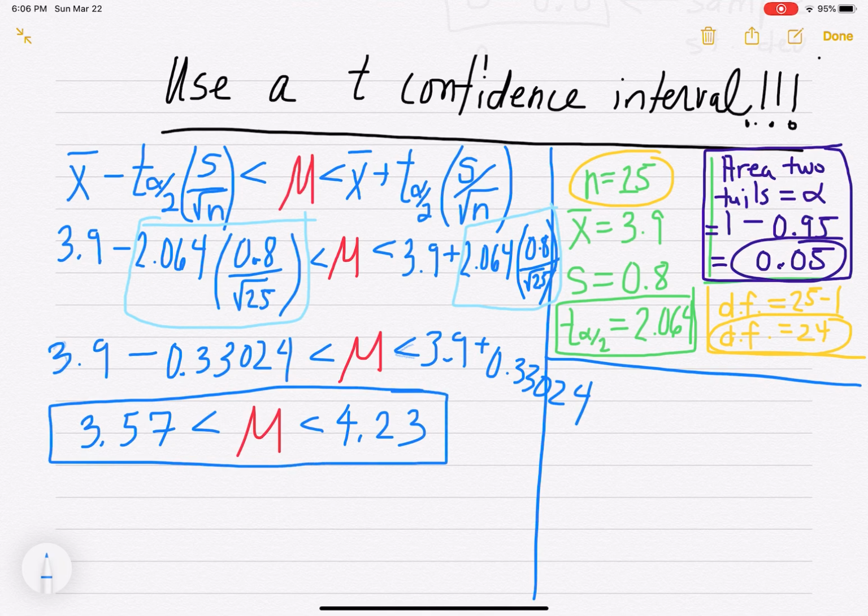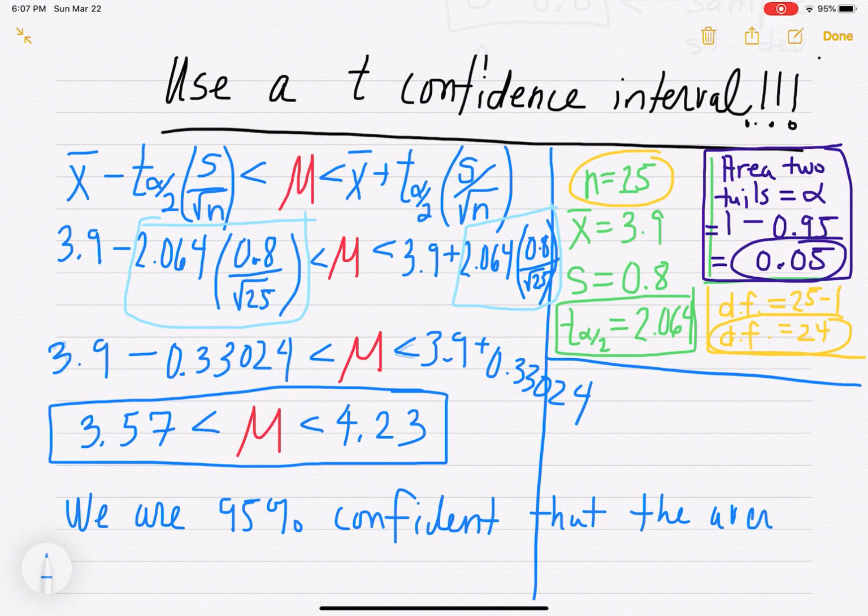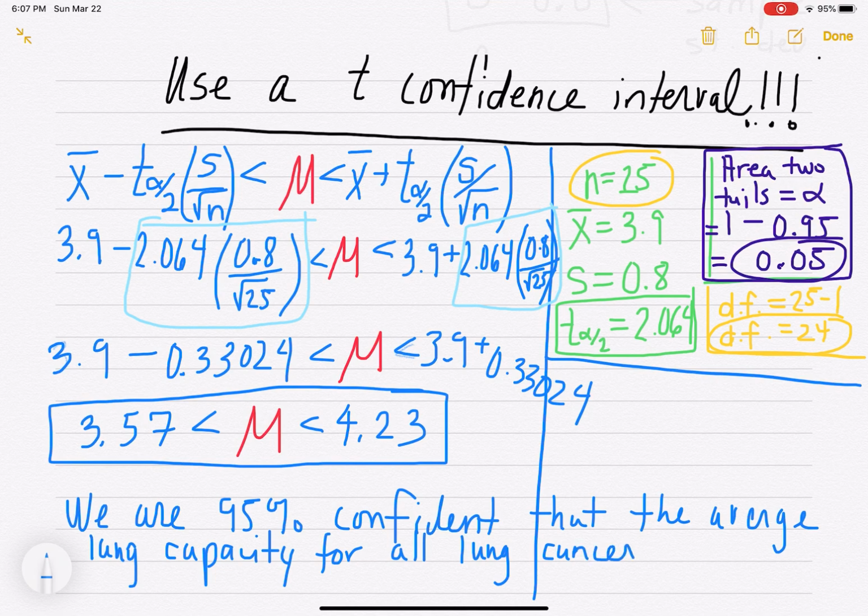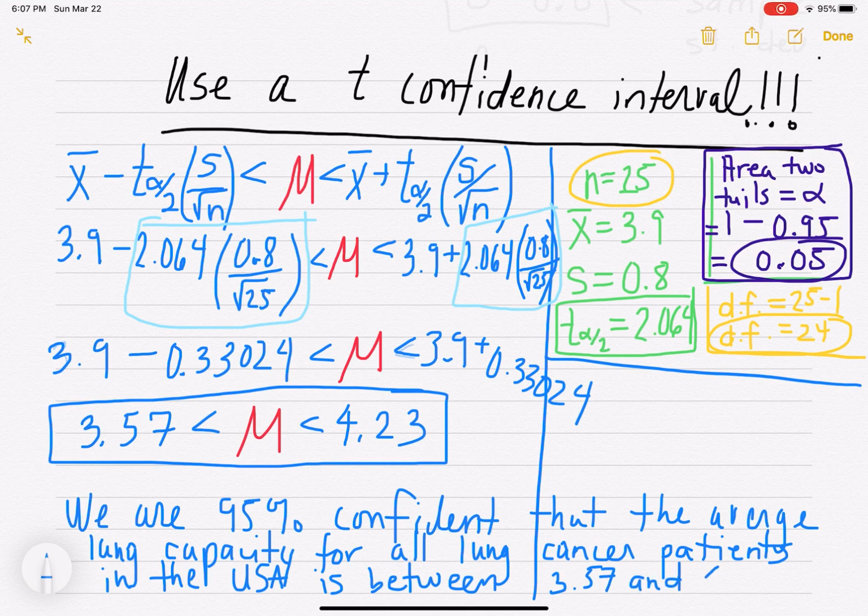So now we want to write a little conclusion. We are 95% confident that the average lung capacity for all lung cancer patients in the USA is between 3.57 and 4.23 liters. And that's it.